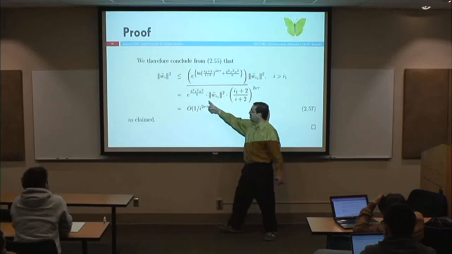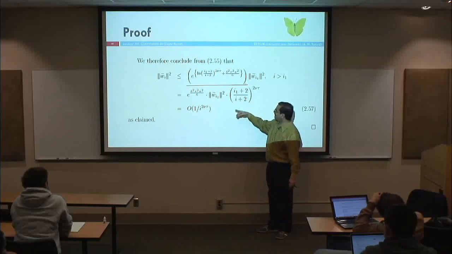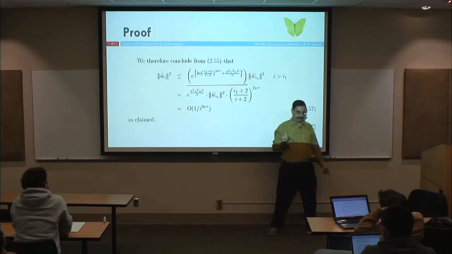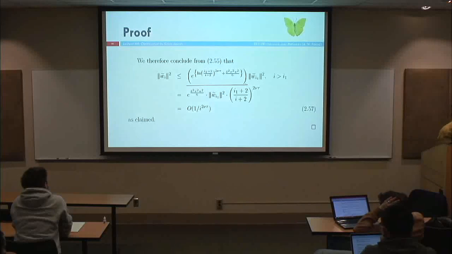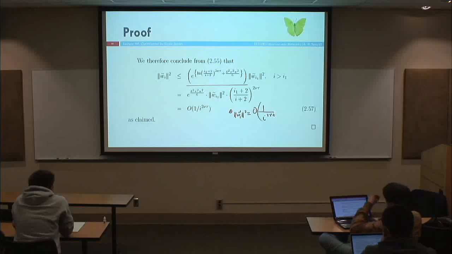So you can see that the rate of conversion is w tilde I squared. Starting from this point, it's decaying at a rate 1 over I to the power 2 nu tau. So I get 1 over 2 nu tau. So the convergence rate is of this order.